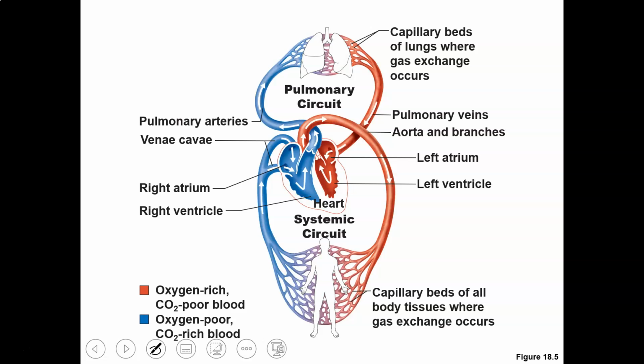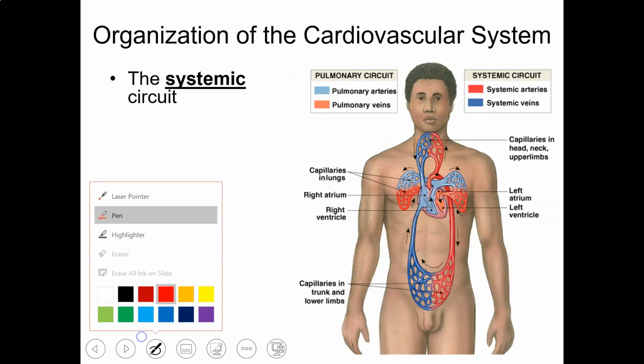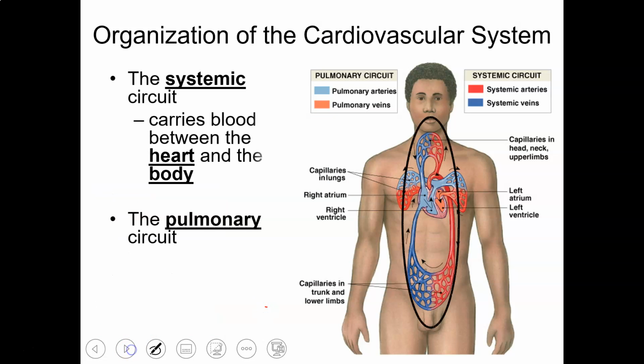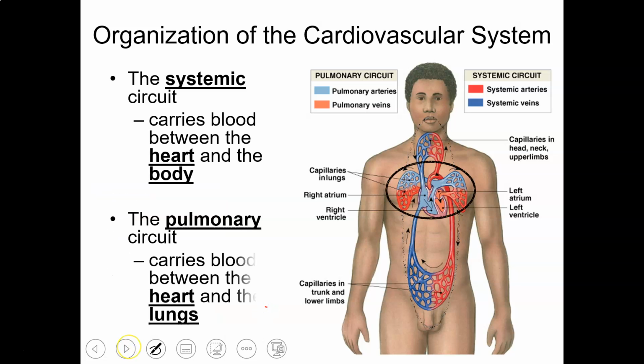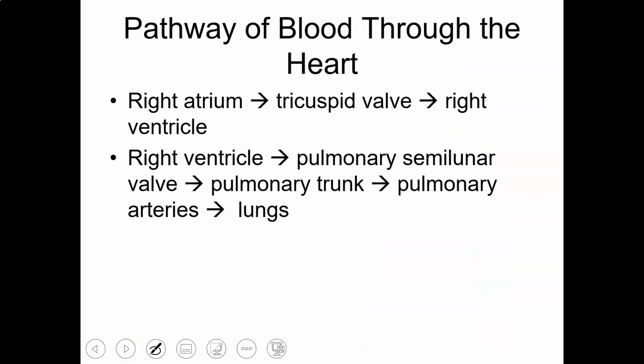Here's another. Again, organization. Systemic circuit. Pulmonary circuit. Let's talk pathway. This is important. You need to know the pathway of blood through the heart.